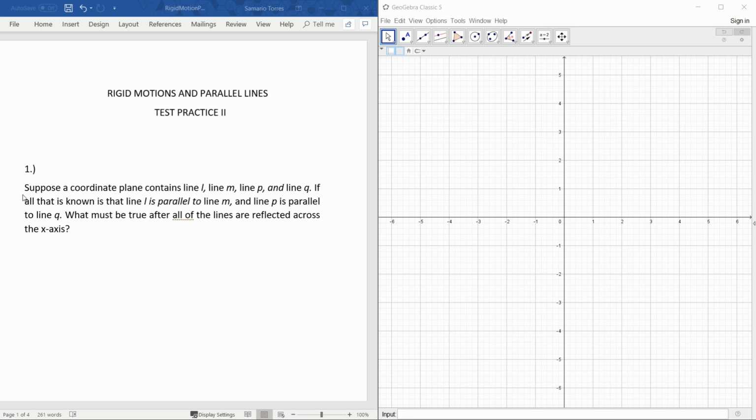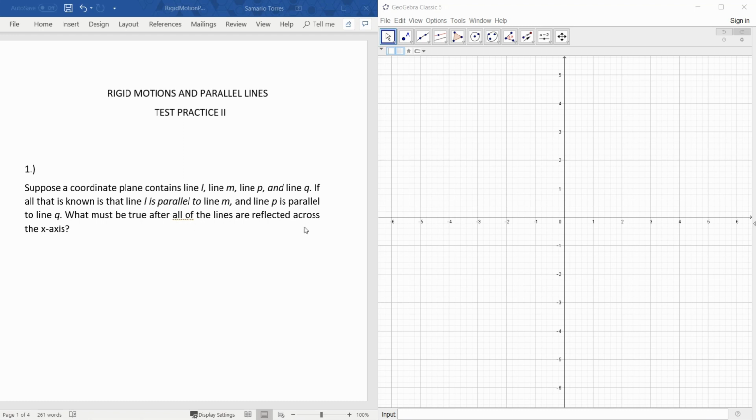This first question says, suppose a coordinate plane contains line L, line M, line P, and line Q. Okay, so it's saying there's 4 lines so far in the coordinate plane. So here we have the coordinate plane. If all that is known is that line L is parallel to line M and line P is parallel to line Q, what must be true after all of the lines are reflected across the x-axis?